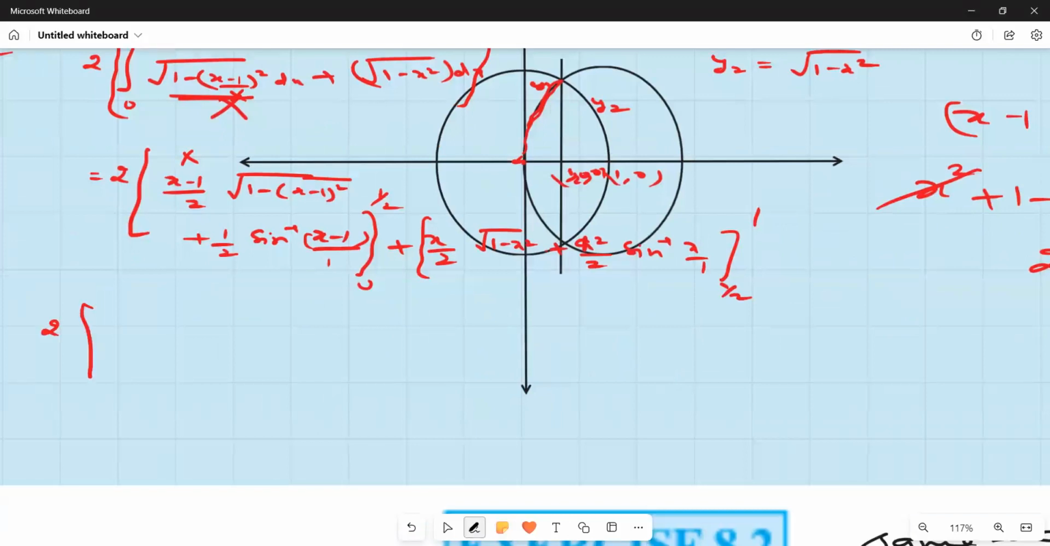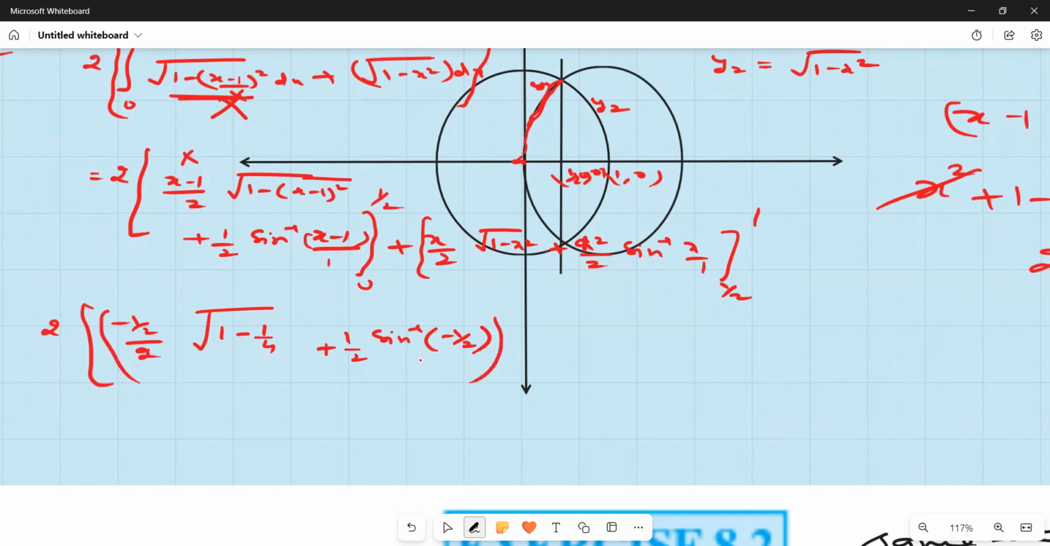Twice is outside only. So this is half minus 1 is minus half by 2. And if I substitute half over here, 1 minus half is half. So this will become 1 by 4, right? Plus half sine inverse minus half. This is your upper limit. Minus lower limit, and when I'll do minus lower limit is 0.